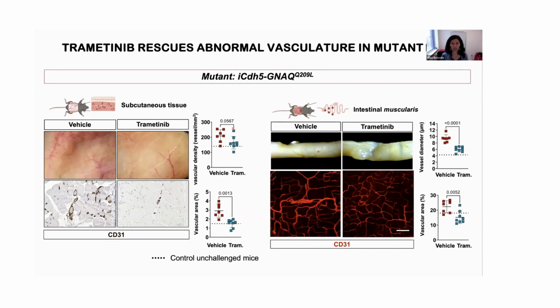And upon quantification, you can see that the vascular density and vascular area are now down to the levels of control, non-mutant, and challenged mice. And the same thing was true for the intestinal muscularis tissue, where we don't see those vascular tufts in trametinib-treated mice, and the blood vessels now look more normal. And again, quantifications for vessel diameter and vascular area show numbers in the trametinib-treated mice that are similar to control and challenged mice.